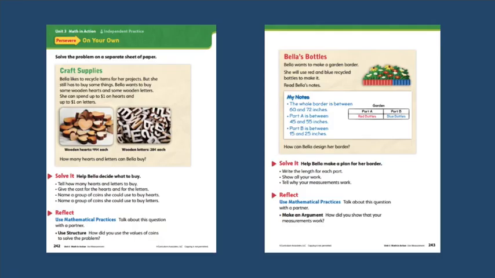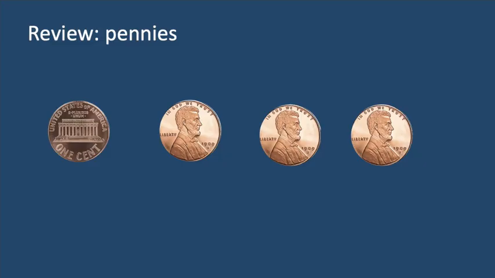For these last few math pages, we will need to use what we know about money and adding and subtracting. So let's review coins. These are pennies. They are worth 1 cent, and the back side, the tail side, tells us so. 100 pennies equals $1. There are 4 pennies here, so we have 4 cents.